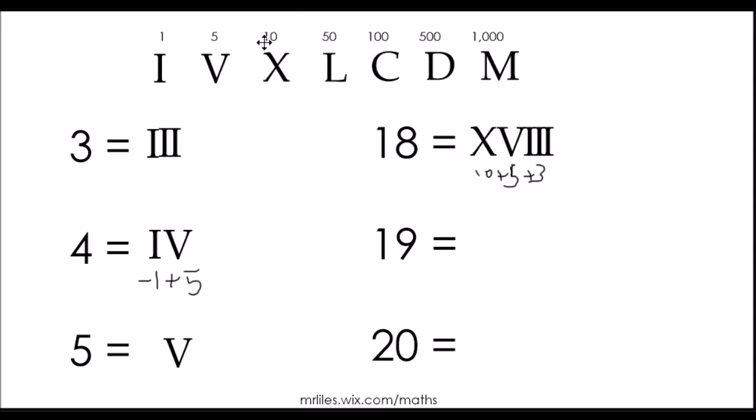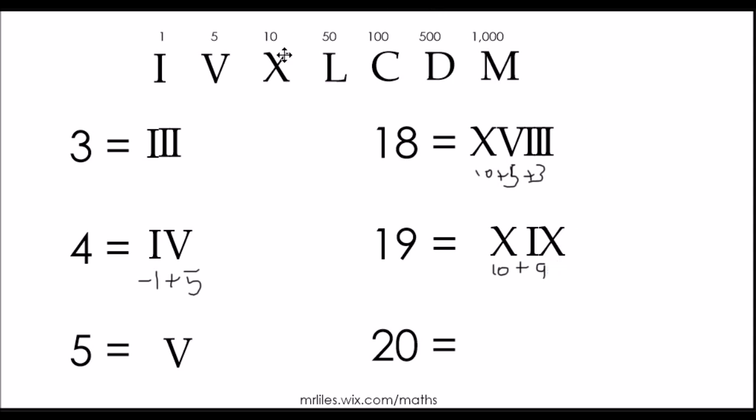Now 19, we can use a 10, and we can use another 10. Now the two X's together make 20, but I don't want this one to be worth 10. I want to make this worth 9. And a bit like what we did before with the 4, I'm going to take a 1 and put it before the X. So now we've got 10 add 9. And 10 add 9 makes 19.